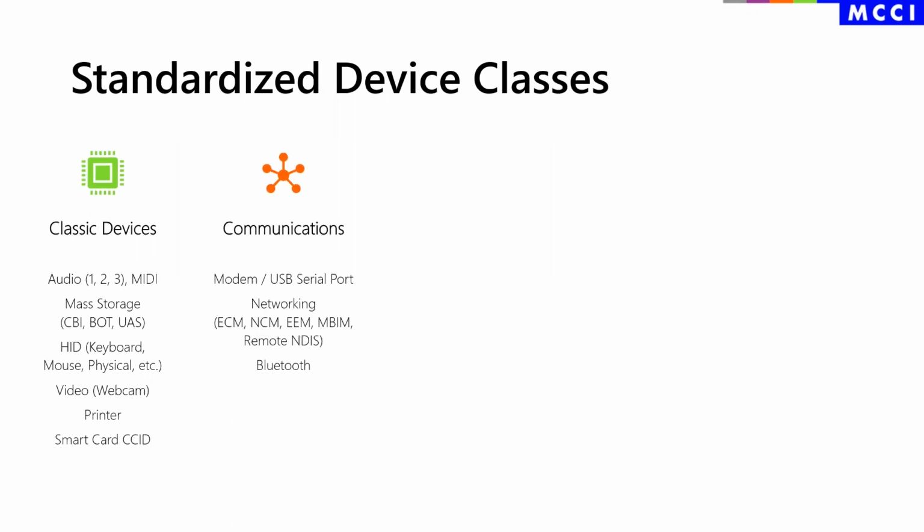Communications devices allow the computer to talk to other devices or other computers: serial ports, modems, network adapters, Bluetooth. In some sense, if they do their job, they're transparent to the user. These are pretty common too. But we start seeing more variety of ways to do the same thing. Look at all the different networking classes: ECM, NCM, EEM, remote NDIS, MBIM. A lot of different ways.